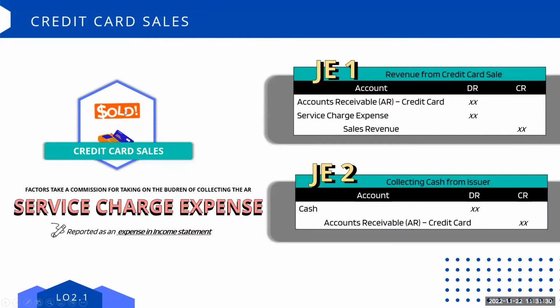So in essence, when you have credit card sales, kindly take note na the bank takes a service charge expense. So we have a new account na every credit card you have, kailangan separate yung AR. So hindi lang pwedeng AR, kailangan debit AR credit card. And then take note of the service charge expense every time they collect for you. And then credit sales revenue. And then when you collect the cash from the issuer, debit cash, credit AR, credit card.